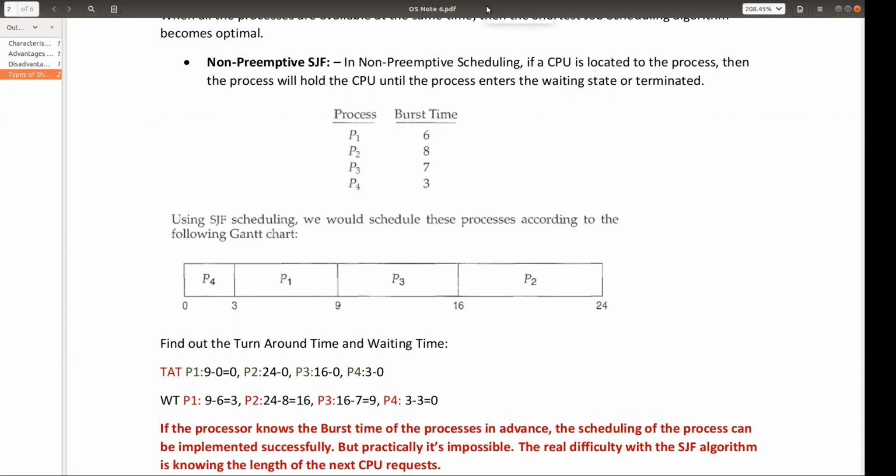Okay, just solve it and tell me the answer. Thank you.